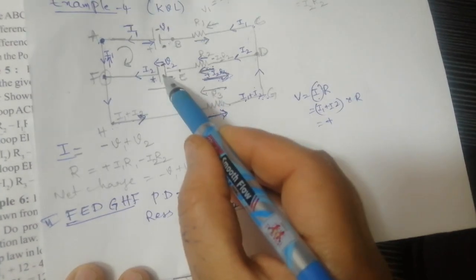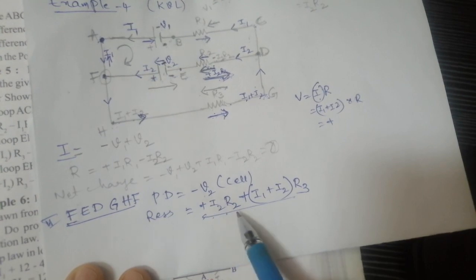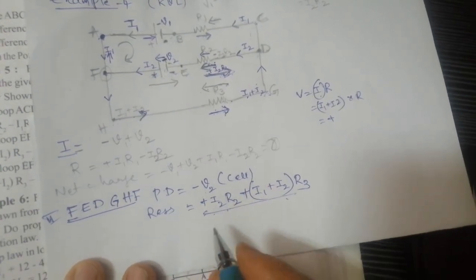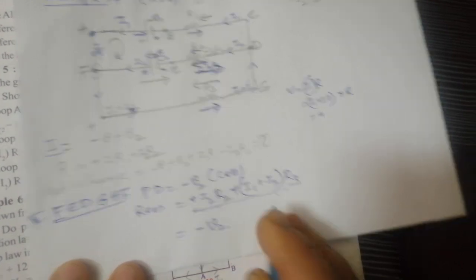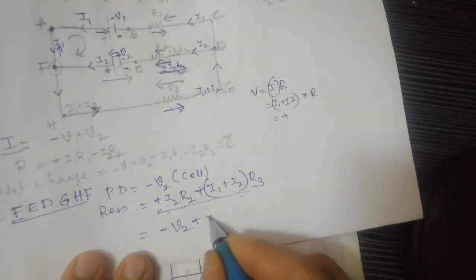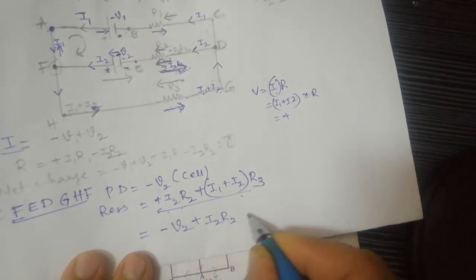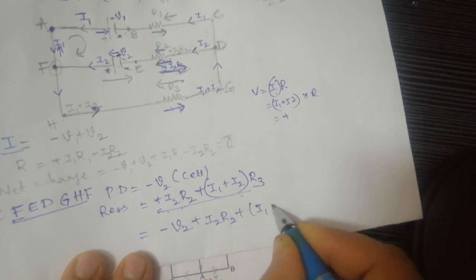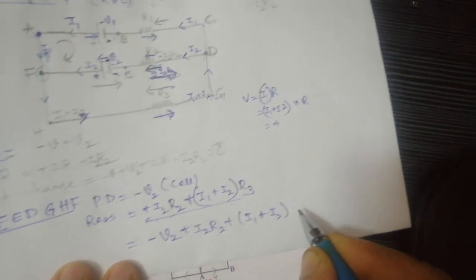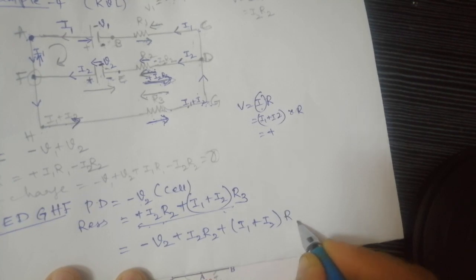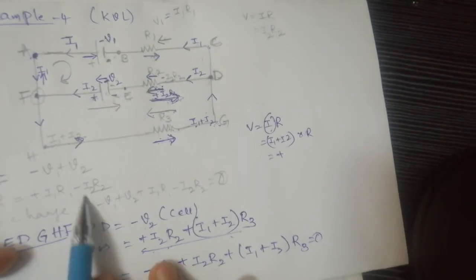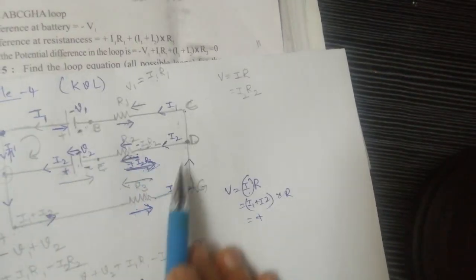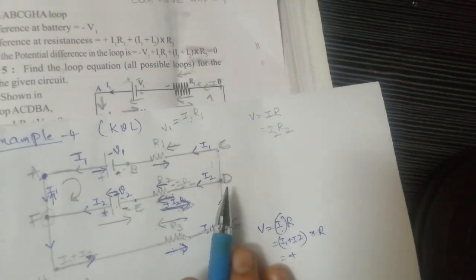Now combine all this into an equation. That is one cell, two resistors. Now I will write it in the form of an equation. What will I write? Minus V2 plus I2 R2 plus I1 plus I2 into R3 is equal to 0. Okay, two loops I have considered. The third loop also works the same way. The third loop we have to consider.